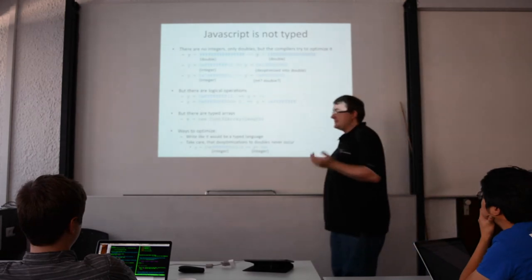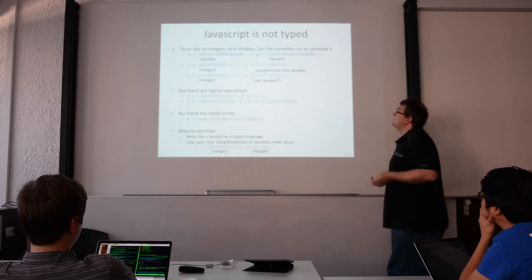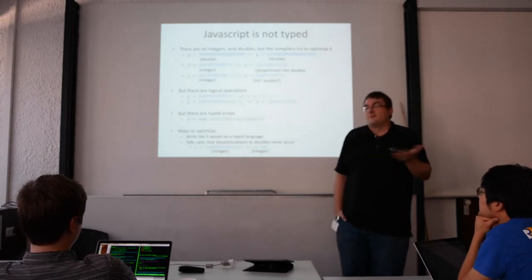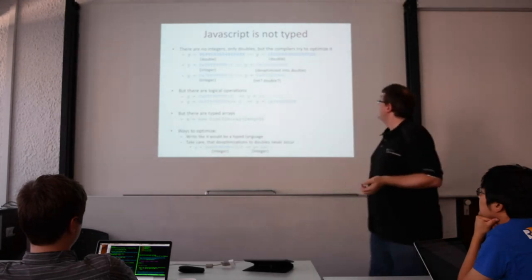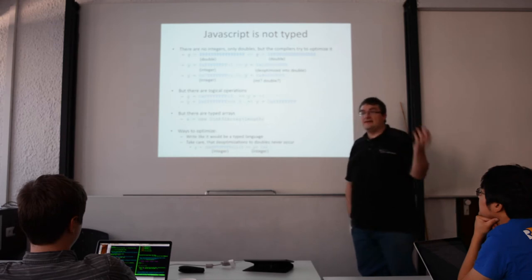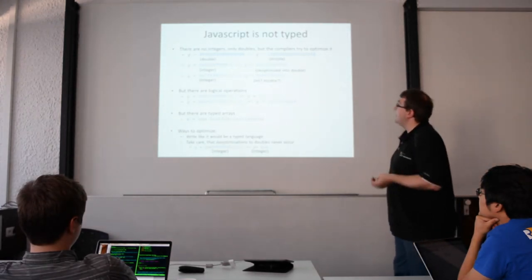But this means that they have to check all the time for overflow. So if you have here this minus one, plus one, this does not fit into 32 bits, so most processors are still 32 bit. And that means that they have to check it, and then it happens that they de-optimize the whole compiled internal code, and then it turns into a double.